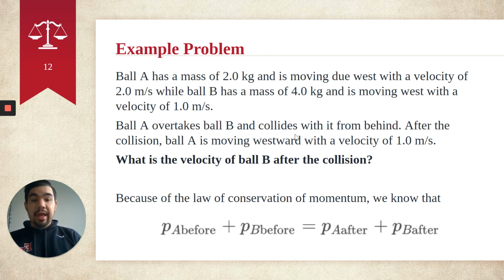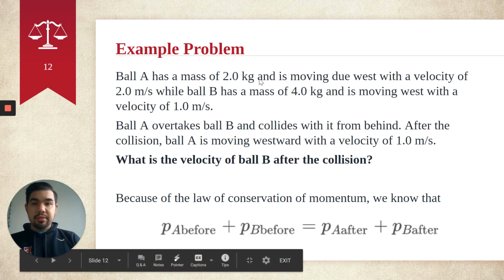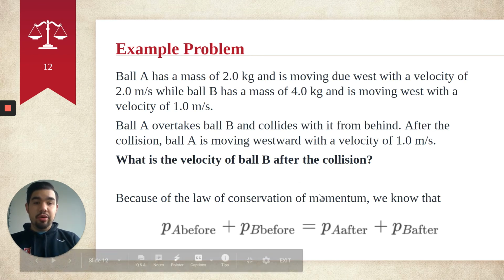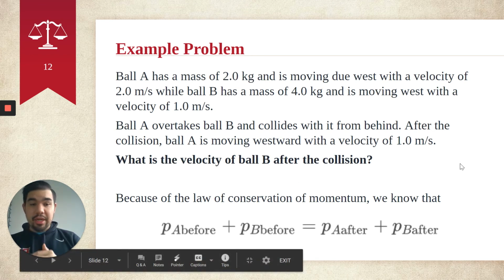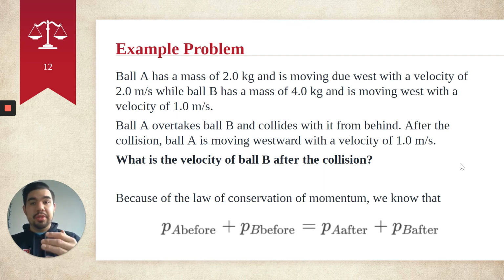After the collision, ball A is now moving westward with a velocity of 1 meter per second. We want to figure out what is the velocity of ball B. Now, again, we can pretty easily figure out the momentum before, and we know that ball A had a momentum of 4, ball B had a momentum of 4, so 4 plus 4 is going to be 8. So we know that the total momentum after is going to be 8. The only thing left to find is the velocity of ball B. So let's break down the mathematical steps. As with any example problem, I suggest you write this down in your notebook so you have a step-by-step explanation of how to solve these types of problems.